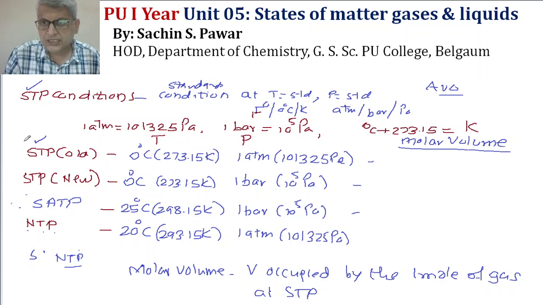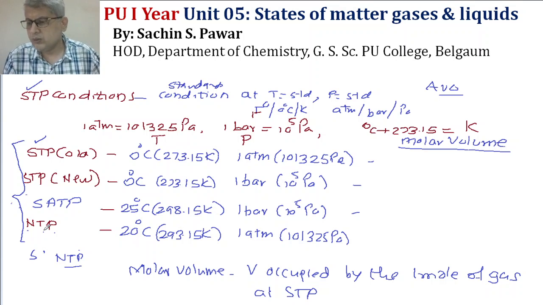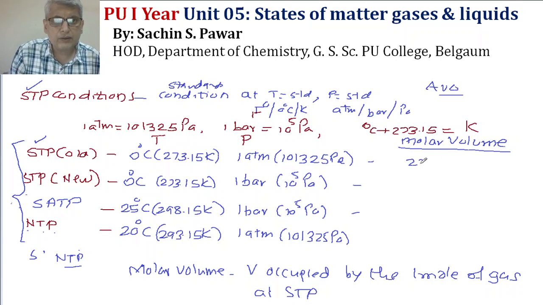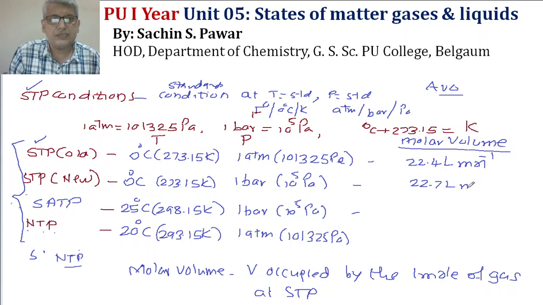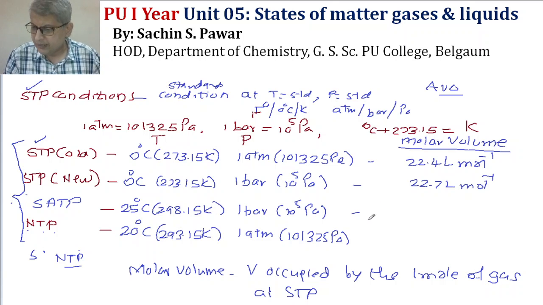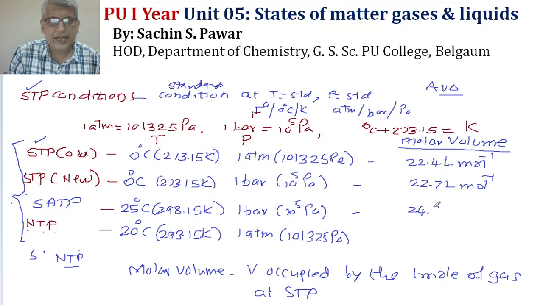And since there are 4 such standard conditions, you are expected to learn by heart the molar volumes at these conditions. The molar volume at old STP condition is 22.4 liters per mole. So for 1 mole the volume is 22.4. For new STP condition with 1 bar as a pressure, it is 22.7 liters per mole. SATP condition, it is 24.8 liters per mole, and NTP it is 24 liters per mole. So these are standard molar volumes.